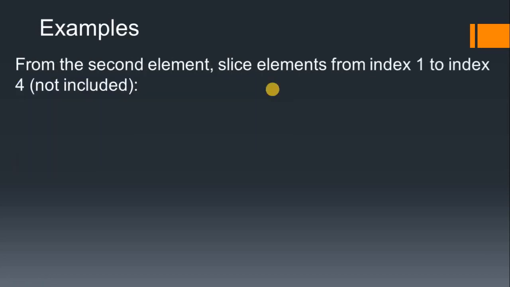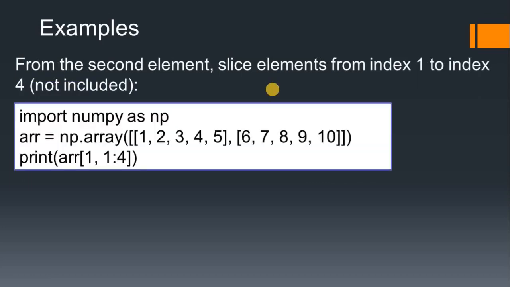From the second element, slice elements from index 1 to index 4, not included. In this example we are using a two-dimensional array. In the print statement, the first value represents the particular row. So this is the first row, and this is the second row. Here 1 means, as you know, index value starts with 0, so 1 represents this row, and it will extract 1 to 4. This is 0, this is 1, 2, 3, 4. It will not count the 10. So it will return 7, 8 and 9. So you see 7, 8 and 9.